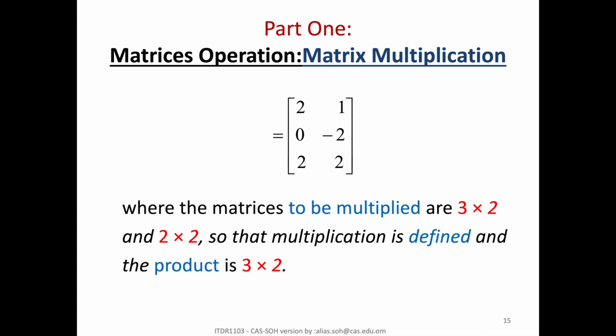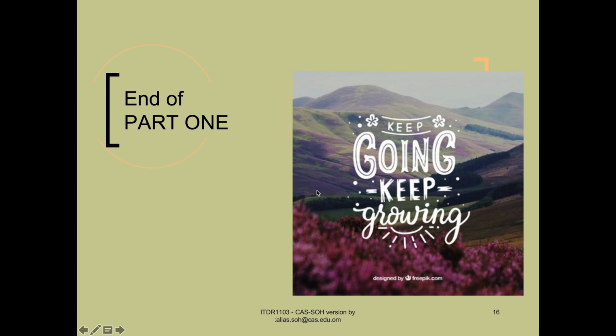Since the first matrix is 3 by 2 and the second is 2 by 2, the multiplication is defined and the product is 3 by 2, which is the product of A and B. And here we reach the end of part 1. We just introduced the basics of matrices: name, entry, size, and then we saw how we can apply the operations of a matrix.